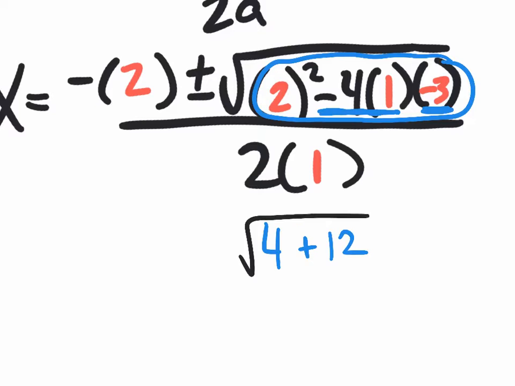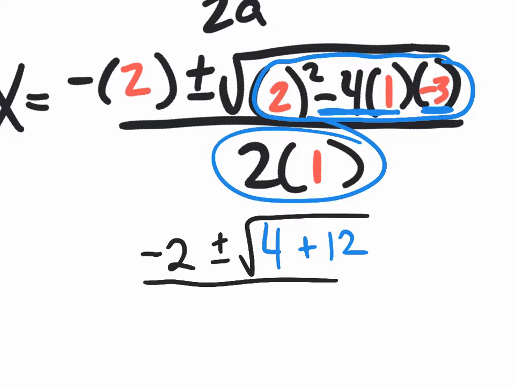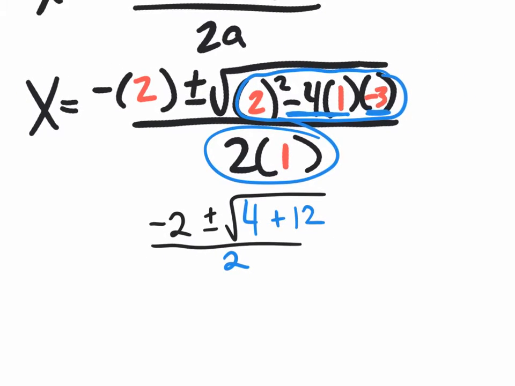Now all of this happened inside the square root, so let me write it inside the square root with the plus or minus with the negative 2 on the outside. And we might as well do this 2 times 1, that's just 2 on the bottom. So the next step would be to add 4 plus 12, and we're going to get 16. So we're going to end up with negative 2 plus or minus the square root of 16 over 2.